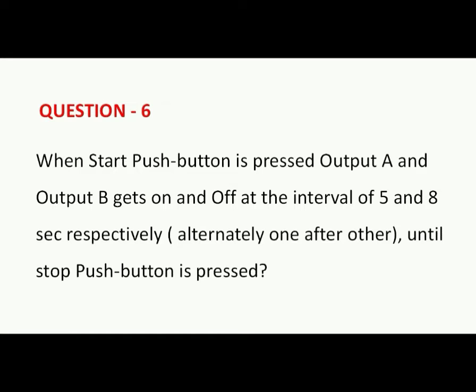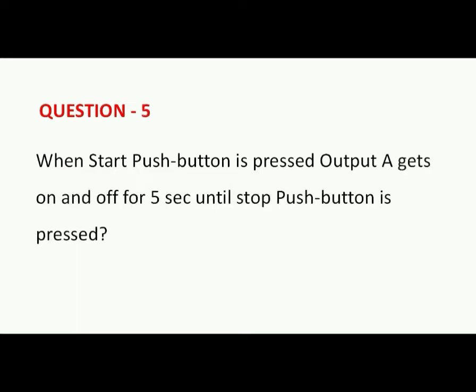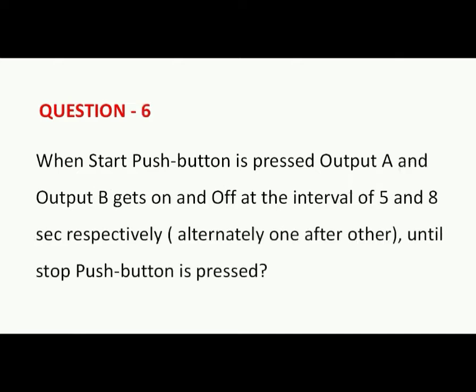So this question is a little bit similar to the fifth question. In the fifth question, it was only one output, and in this sixth question there are two outputs, that is A and B, that are getting on and off at the interval of 5 and 8 seconds. It means output A is getting on for 5 seconds. After output A gets off, output B is getting on for 8 seconds, and this process gets repeated again and again until stop push button is pressed. So let's go and find out the solution.